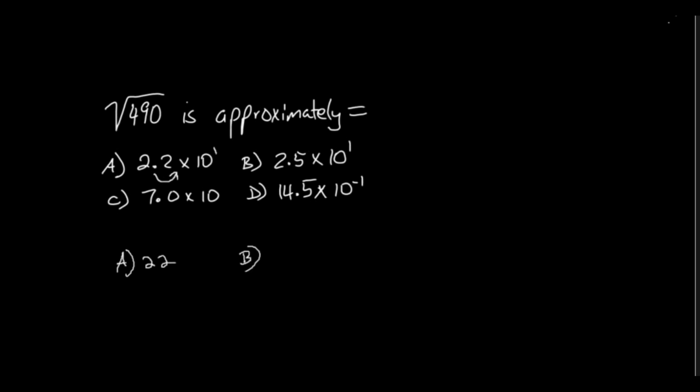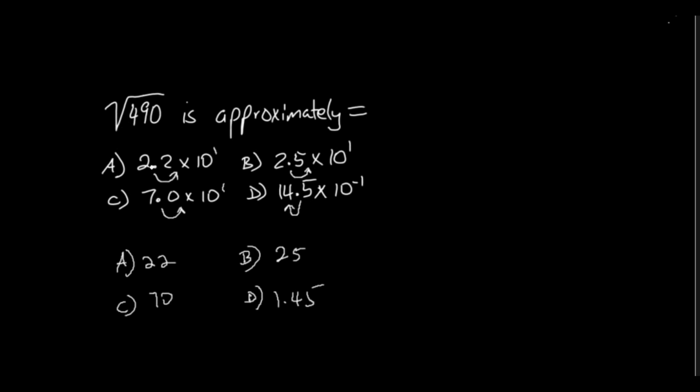What about B? We move one place to the right as well. So that's 25. What about C? So it's times 10 to the first power, move one place to the right. So this is 70. And D, since it's a negative power, we move to the left instead. So that's actually 1.45. Now, which one of these numbers, when we square them, gives us 490?